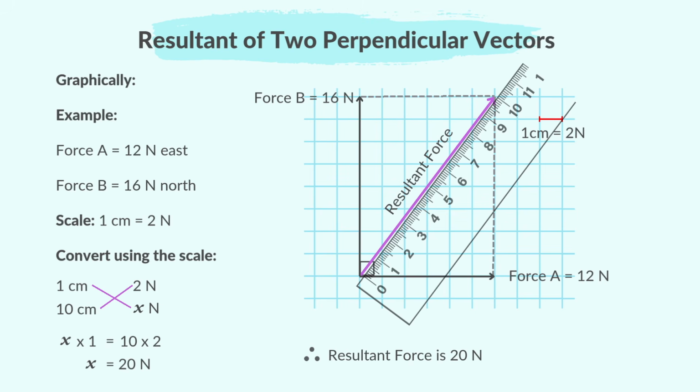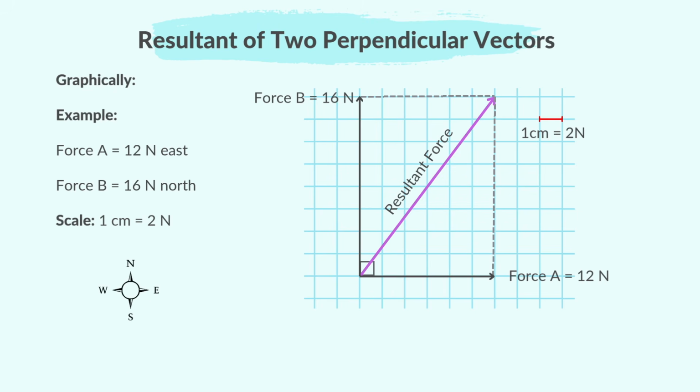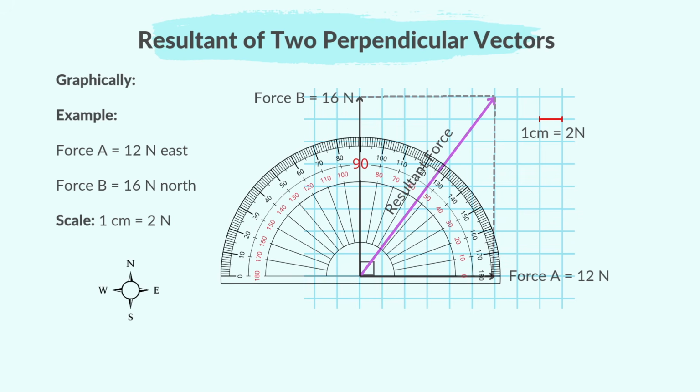Step 8. Find the direction. Measure the angle between the resultant and the east direction using a protractor. Place the center of the protractor at the starting point. Align the baseline of the protractor with the horizontal, that is, the east direction. Measure the angle between the horizontal line and the resultant diagonal. The measured angle of 53 degrees is the direction of the resultant force, so the resultant force is 53 degrees above the horizontal. That concludes Part 1 of Topic 1 Motion, Forces and Energy.